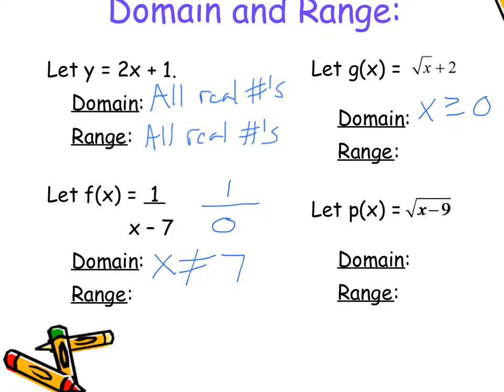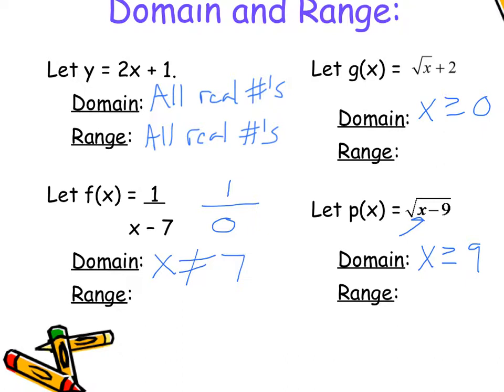With p of x right over here, as far as the domain goes, again, yes, I see the square root of something. I don't want negative numbers, but here I'm subtracting 9 before I take the square root, so I have to factor that in. It's not just that I want x to be greater than or equal to 0. I want x to be greater than or equal to 9. Because if I make x equals 9, 9 minus 9 is 0, and that's as small an x value as I want to put in.